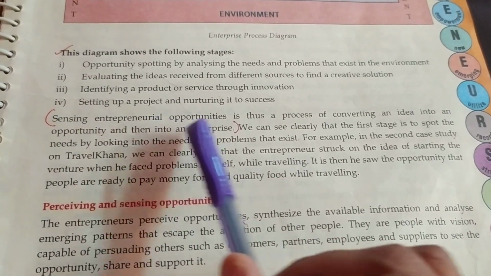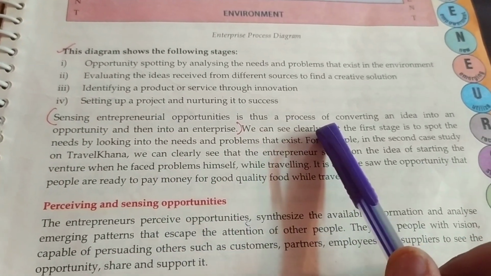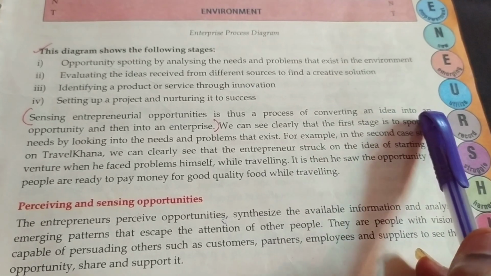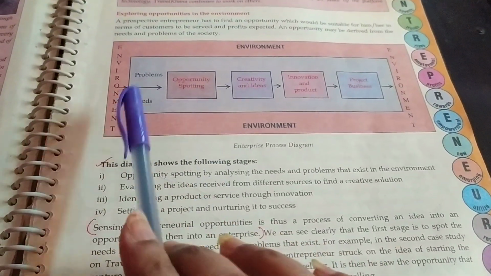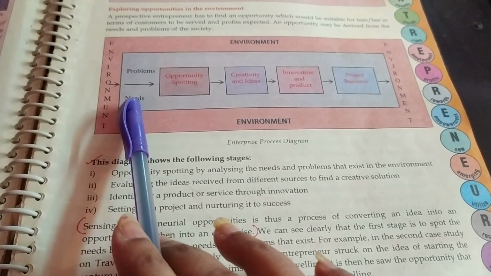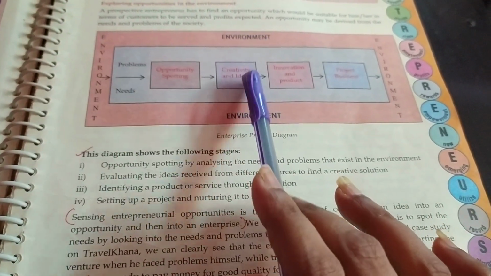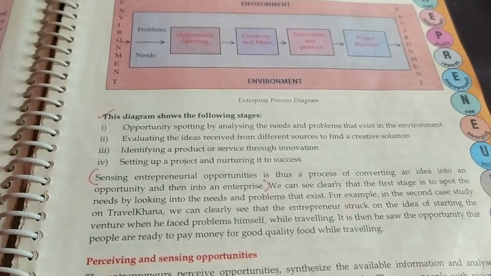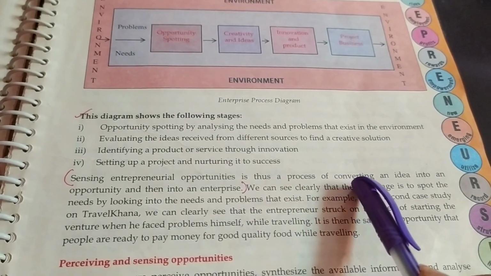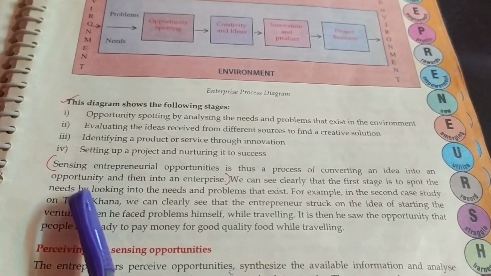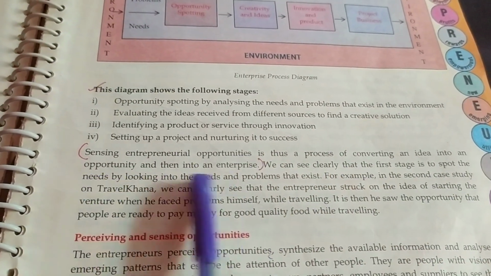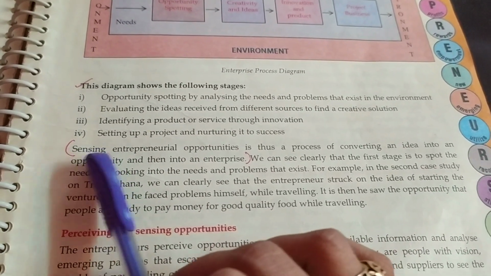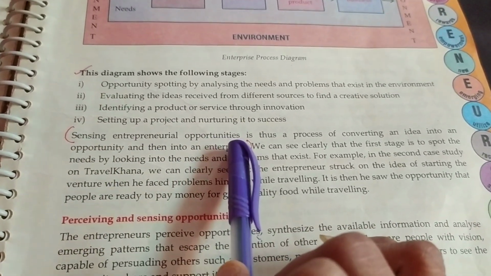So sensing entrepreneurial opportunities is thus a process of converting an idea into an opportunity and then into an enterprise. So first, we have seen last year also that there will be problems and needs which will give you an idea to come up with a solution for that problem, and then we will convert the idea into an opportunity, and then we will set up our enterprise. This entire process will be known as Sensing Entrepreneurial Opportunity.